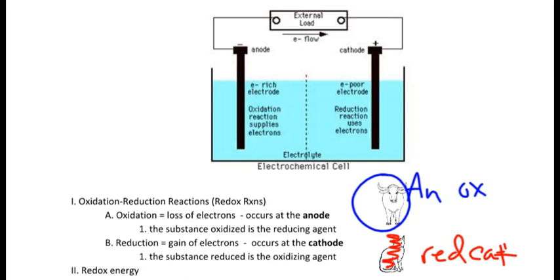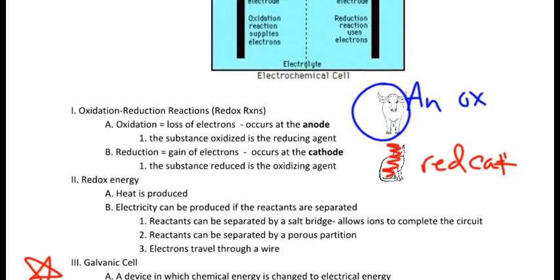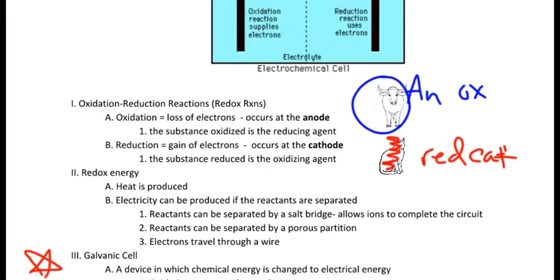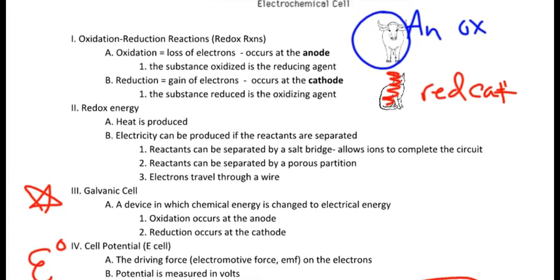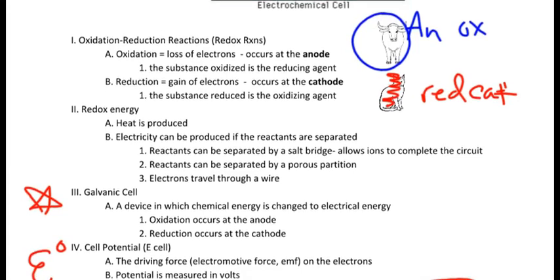So now we have something called redox energy. Heat can be produced, but more important, electricity can be produced if the reactants are separated. You need to separate them so that you can harness that electricity. Reactants can be separated by a salt bridge, which allows the ions to complete the circuit, or by a porous partition. Electrons then travel through some wire.